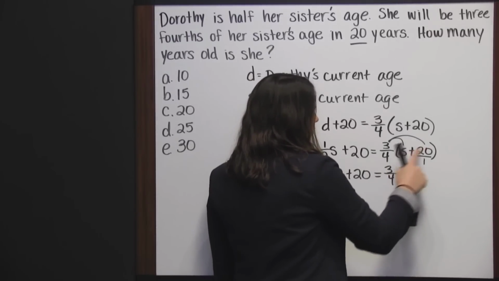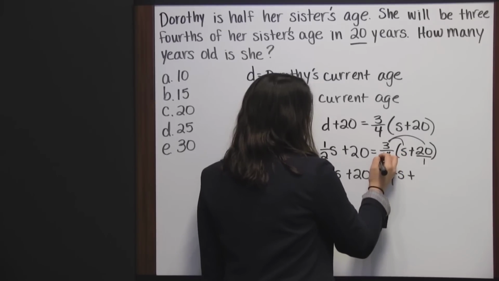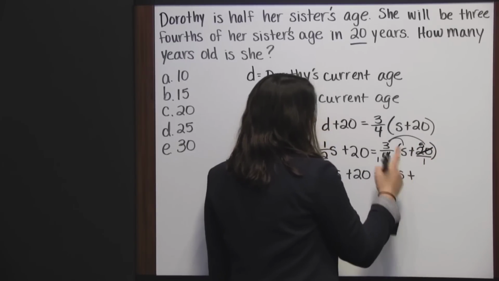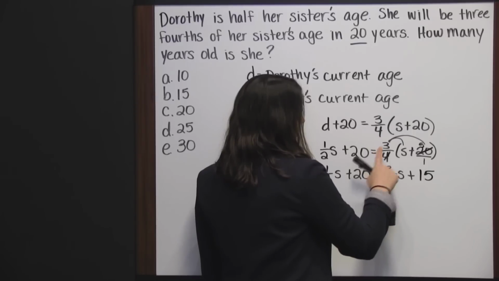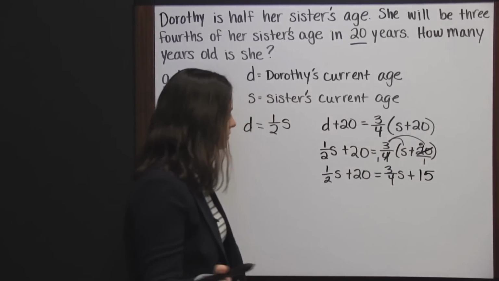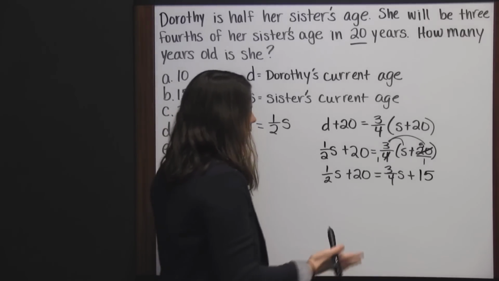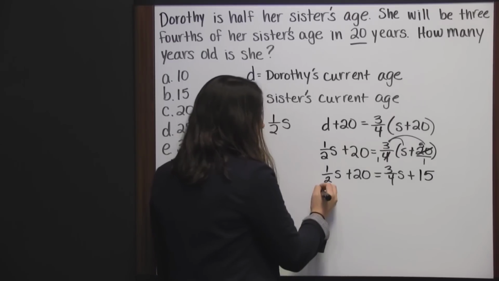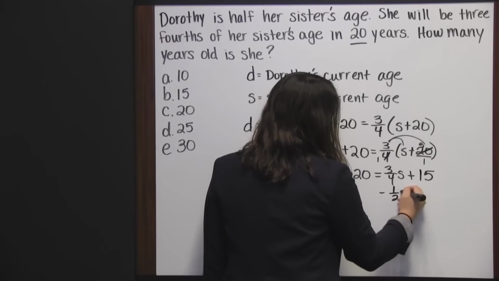I'm going to divide both 4 and 20 by 4. 4 divided by 4 is 1, and 20 divided by 4 is 5. So 3 times 5 is 15. 3/4 of 20 is 15. That makes sense. Okay, so we need to get all of our variables on the same side. So to do that, I'm going to subtract 1/2 S from both sides.